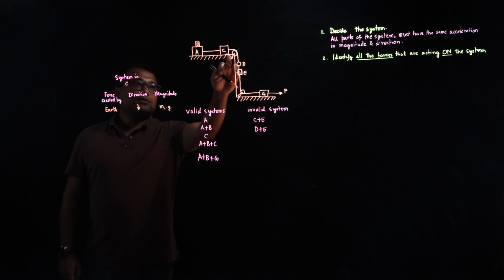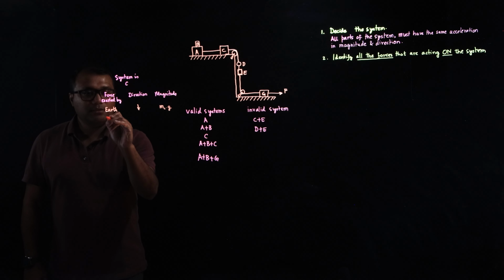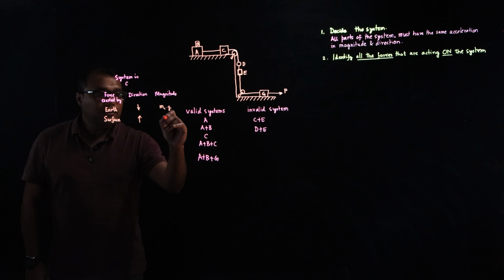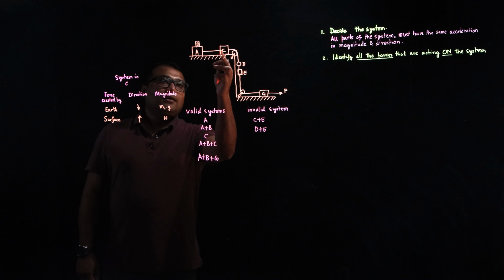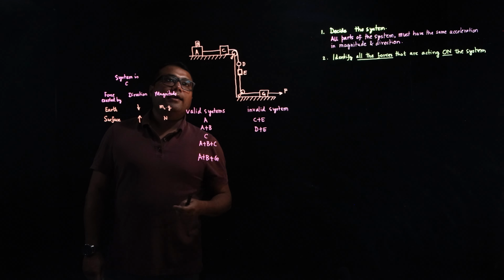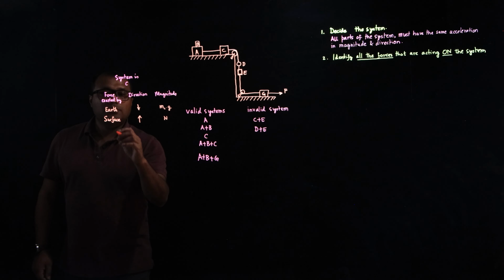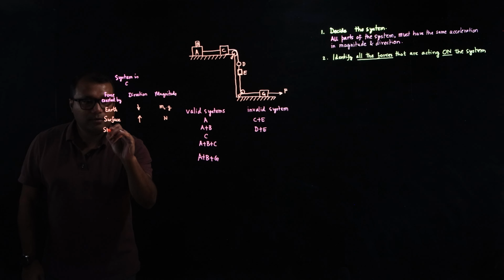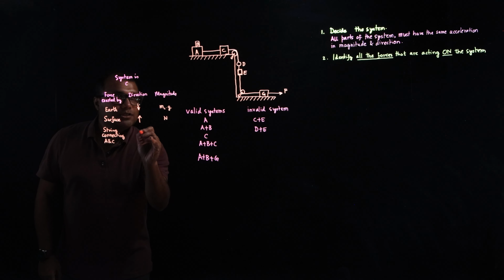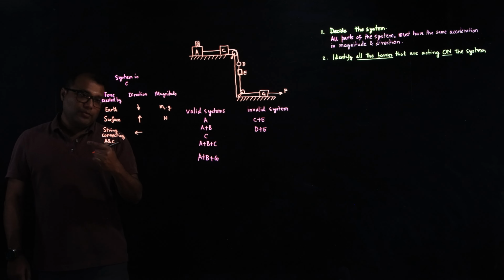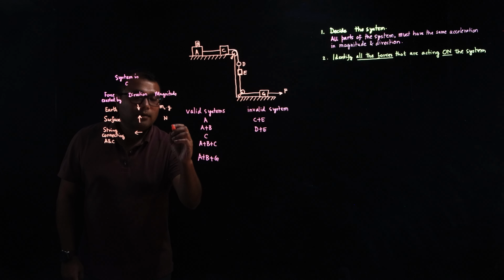Now this surface exerts a normal reaction. So force exerted by surface, direction is upward, and there is a normal reaction. Let's represent that by N. Now C is connected with a string to A, and there is tension in the string. So we can say string connecting A and C, so that is exerting that force. The direction is away from C towards the left. Okay. And the magnitude, let's assume that as T1.